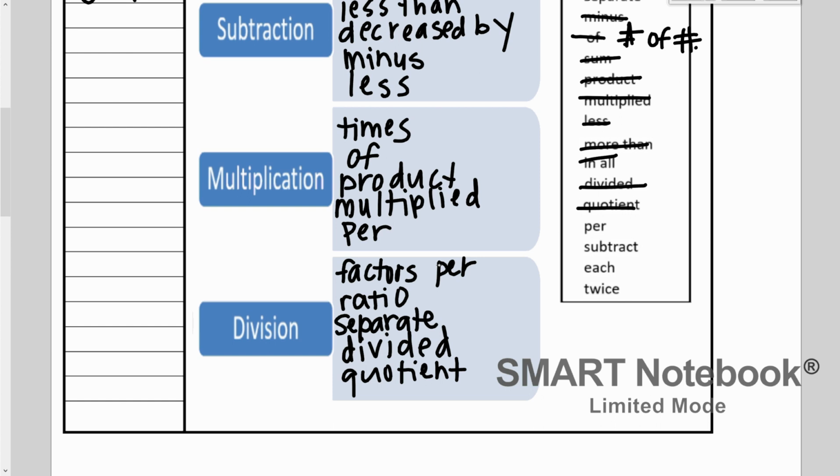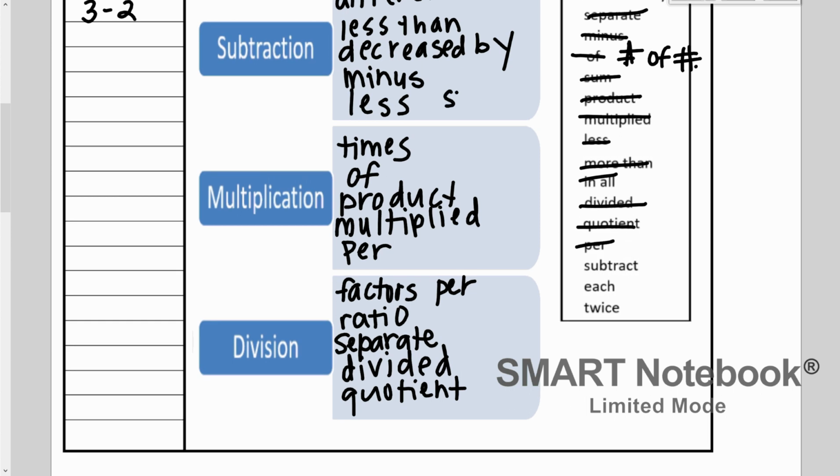We won't see that one a lot, so that's okay that it's in both, but just look at what the question's asking you to do with that per. If it's asking you to get a smaller number, that would be division, or if it's asking you to get a larger number, that's multiplication. Subtract is pretty straightforward. That's just subtraction. Each, if I want to know how many each person has, that would be division.